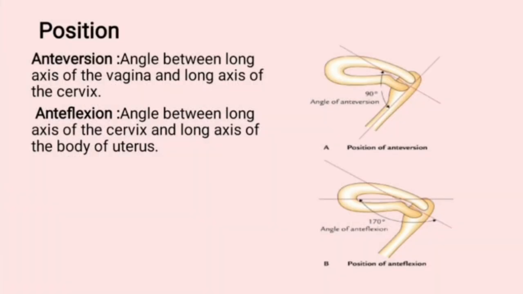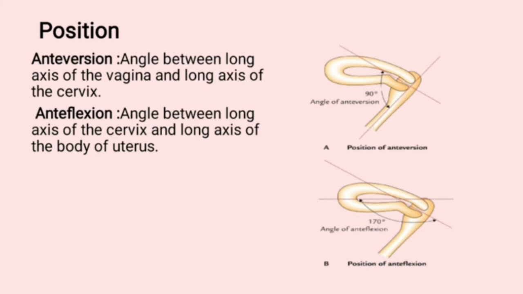Now, one important topic is the position. The uterus doesn't lie longitudinally, it lies obliquely, and it forms an angle with the cervix and with the vaginal canal. So for the normal uterus, the position is anteversion and anteflexion.